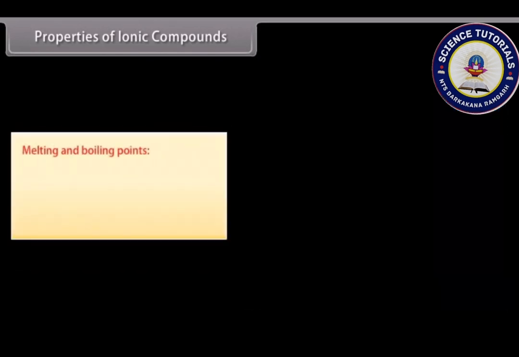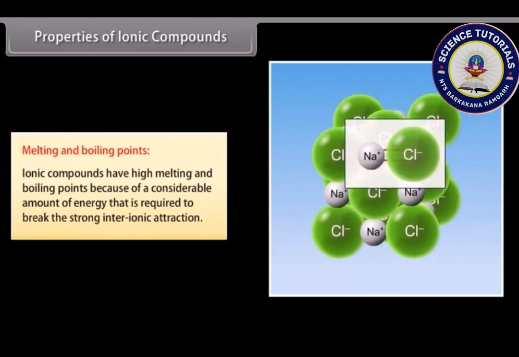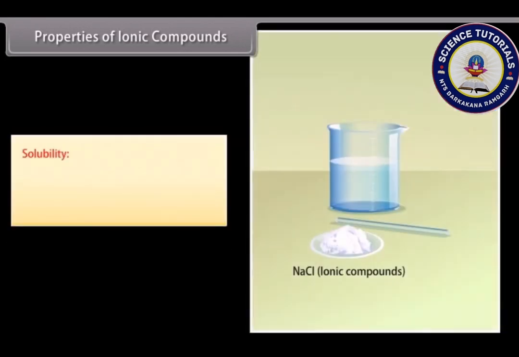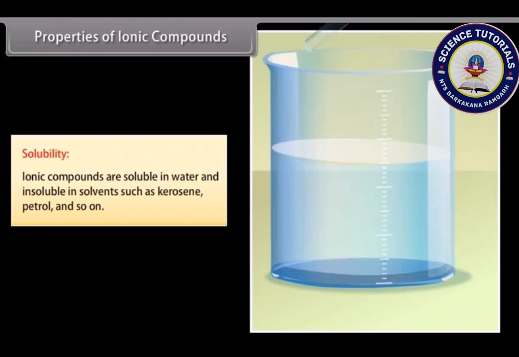Melting and boiling points. Ionic compounds have high melting and boiling points because of a considerable amount of energy that is required to break the strong inter-ionic attraction. Solubility. Ionic compounds are soluble in water and insoluble in solvents such as kerosene, petrol, and so on.